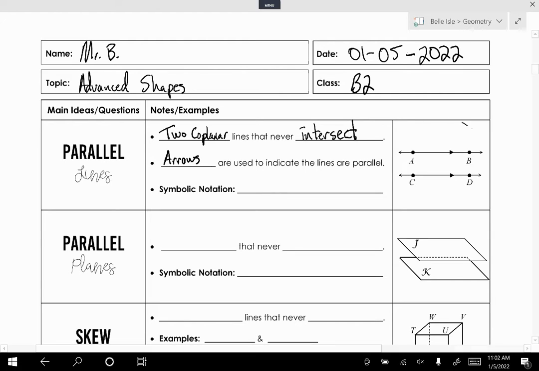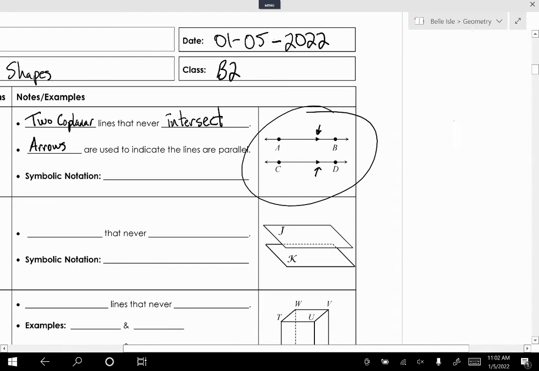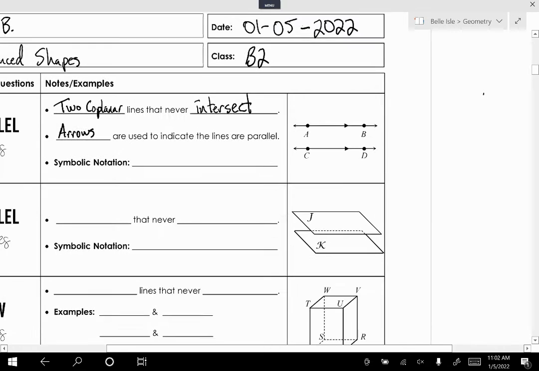Okay, so if you look over at this diagram right here, we see the arrow right here and we see the arrow right here. That is kind of like how we've talked about different angles, having two angle markers. If they just have one, those are congruent. We're looking at these as, okay, those two lines are parallel. So use that as an identifier.